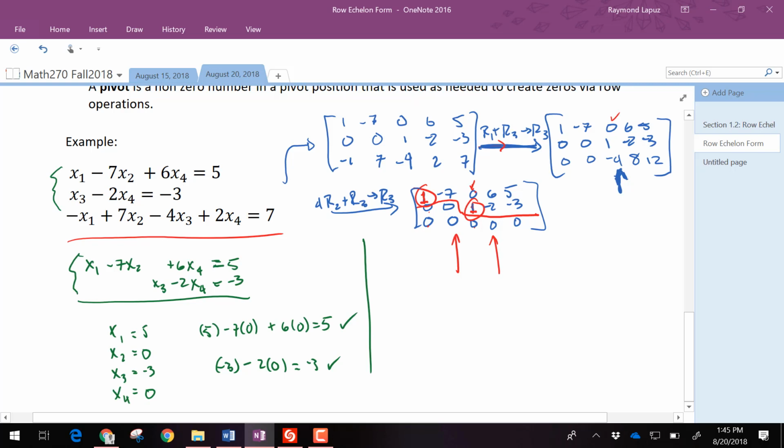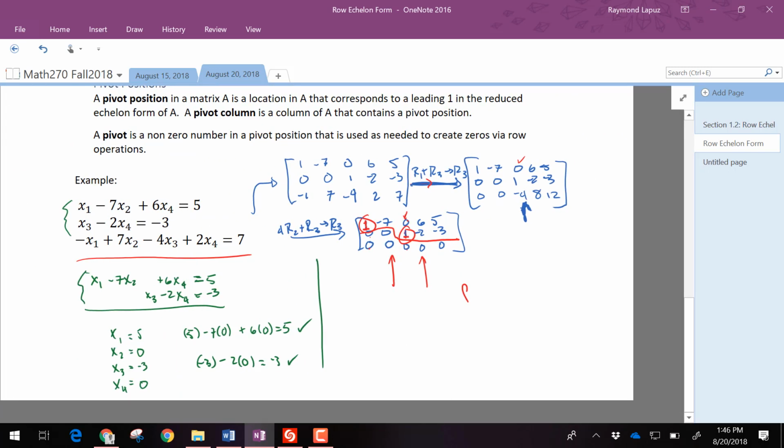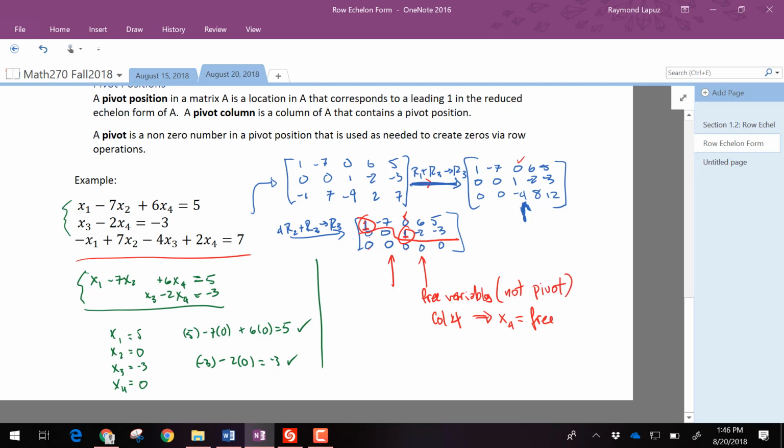So those columns, not including the augmented part, those columns that are not pivot columns are called free. So in column four, when column four is not a pivot column, we have what's called a free variable. So free means it's independent. You can make it whatever you want. And we have another one here. The second column is not a pivot column, so that also is a free variable.